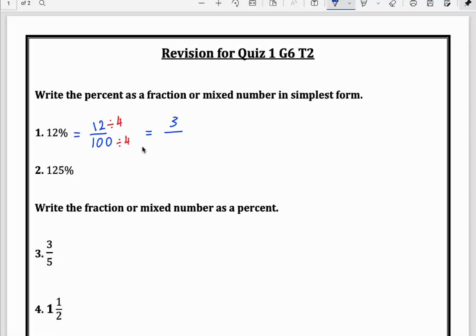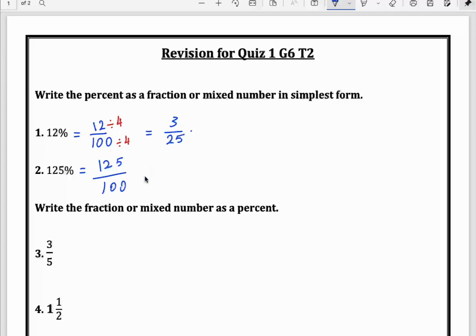And 100 divided by 4 equals 25. And now 3 and 25, we don't have any common factors, so this is the simplest form. In the next question, 125%, let's do the same. So 125 over 100. And again, you can divide by any number, but as you can see here, I know that this is a mixed number. I can write it as a mixed number because I see that the numerator is greater than the denominator.